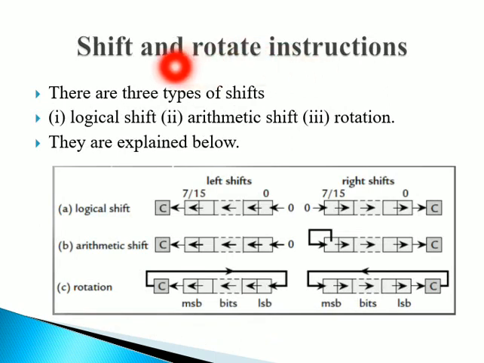Next are the shift and rotate operations. There are basically three types of shifts: logical, arithmetic, and rotation. All are shown over here. These are the left shifts and these are the right shifts. This is how the bits are shifting towards the left, and here they are shifting towards the right. Arithmetic shift is done directly. You can see the rotation: once a bit has been shifted out, it is brought back in over here. So this is what explains the shift and rotate instructions.